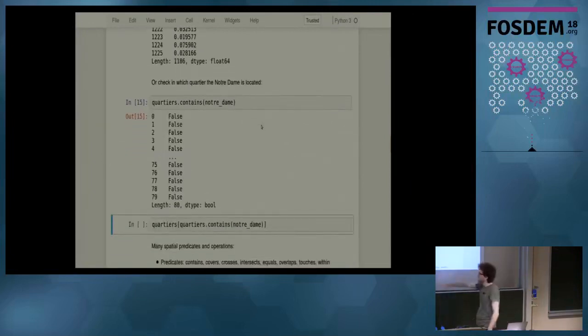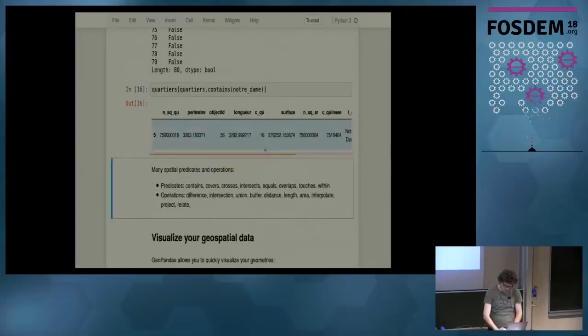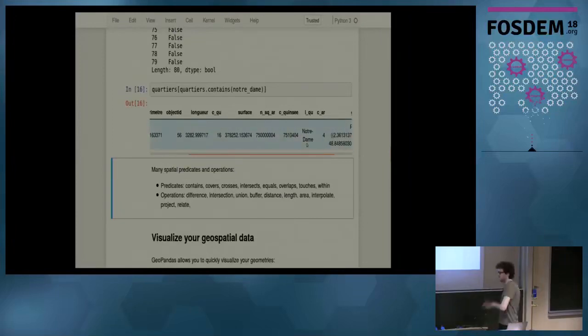Another one is, for example, contains. So which district contains the Notre Dame? Gives you true and false values. So I can do a filtering operation. And you can indeed see that this is the quartier, which is called Notre Dame. So it's logical that the Notre Dame is there. So all the other typical covers, crosses, intersects, all those operations are available as methods on a geodata frame and a geoseries.